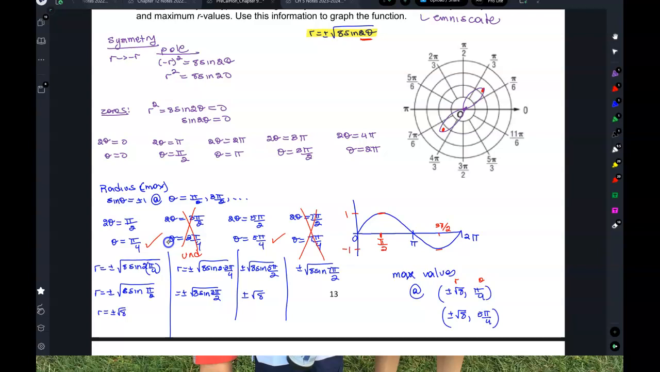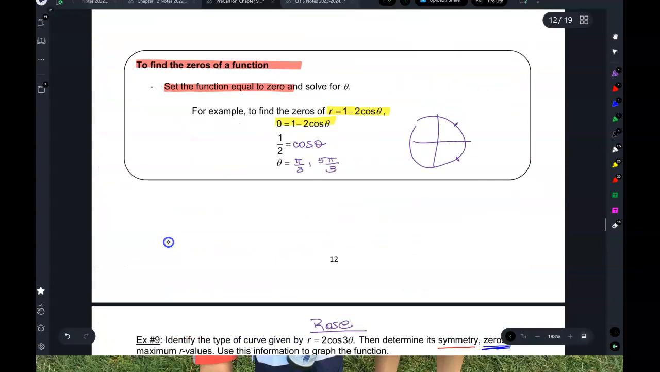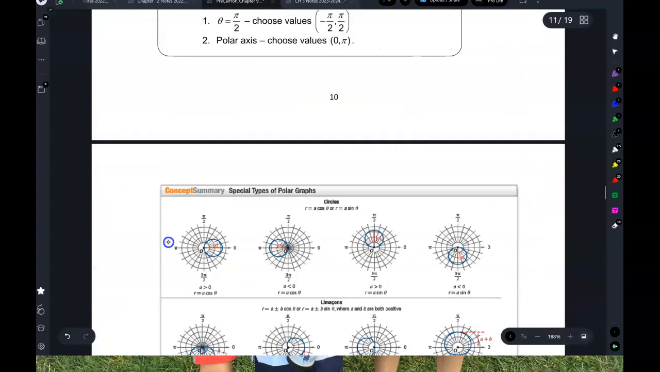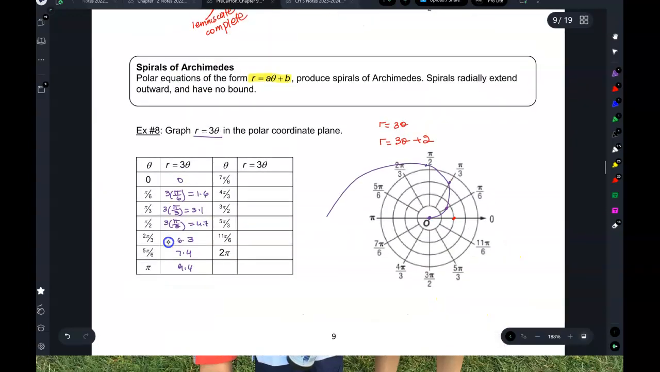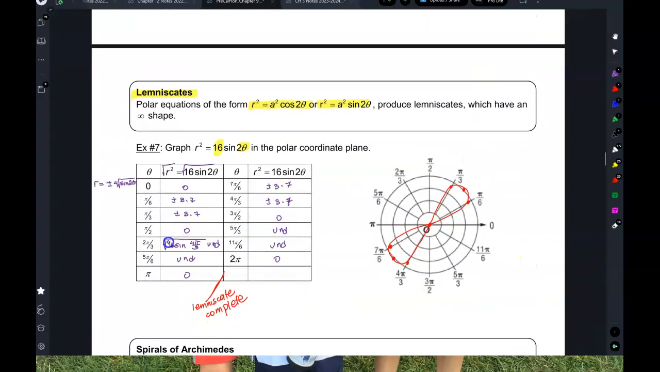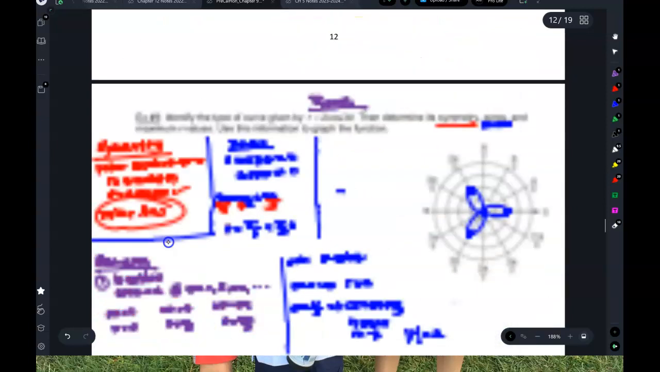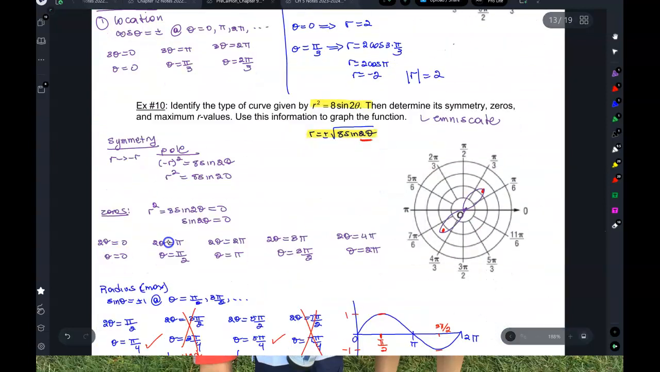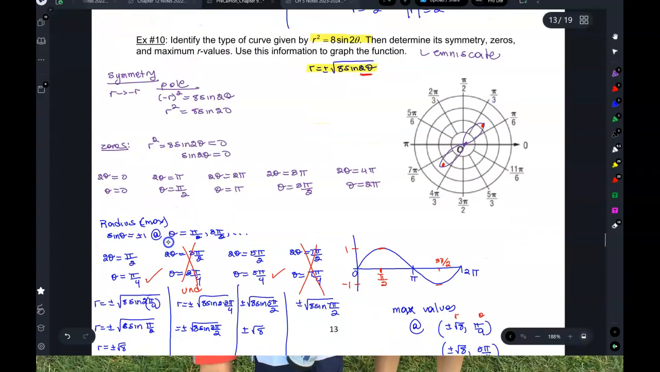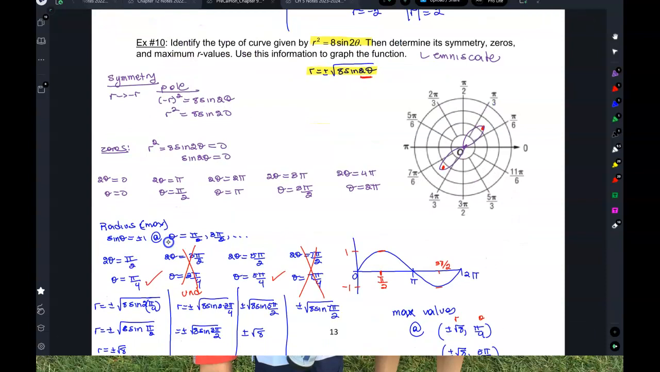So basically, why the heck are we doing all this? Because one way of graphing these things is to pick points ad nauseum and graph this way. Another way is you figure out, okay, it's symmetric around the pole. You figure out what the maximum values are. You put the maximum values, and then you could do a quick sketch of what it looks like. Okay? It's like graphing on your feet.